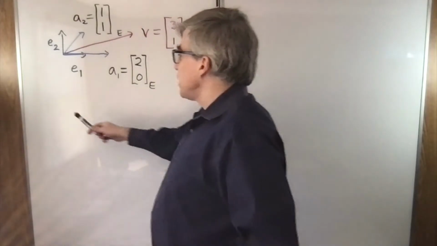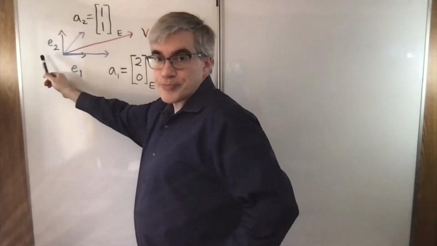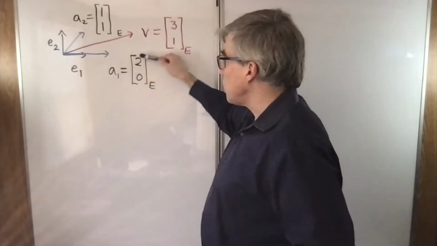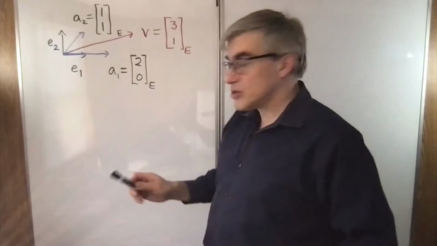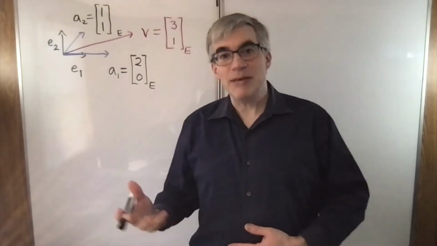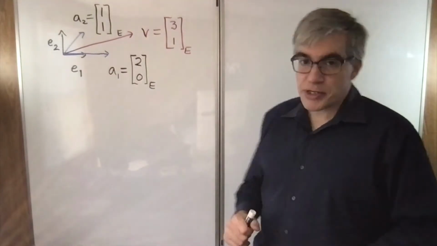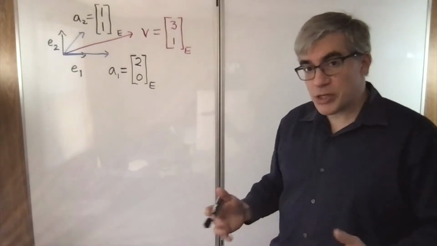Suppose we have the standard basis vectors e1 is (1, 0), e2 is (0, 1). We have another basis, a1 is (2, 0), and a2 is (1, 1). And I've got a vector, v, (3, 1), that I want to describe in the a basis when it's already described in the standard or e basis. So what do we do?